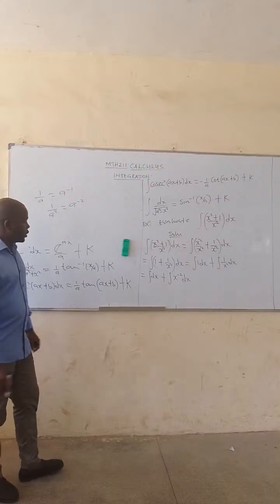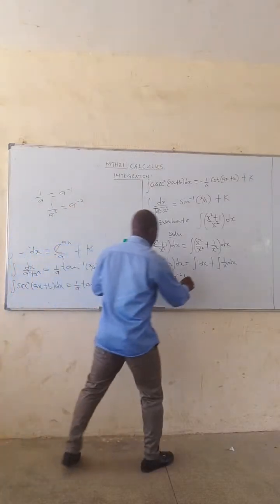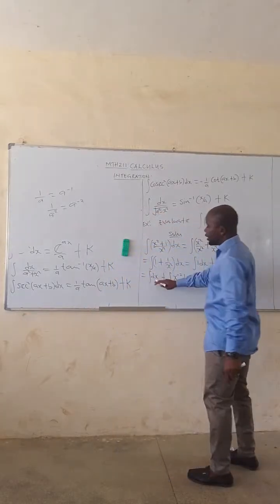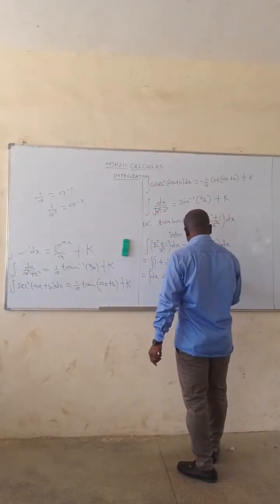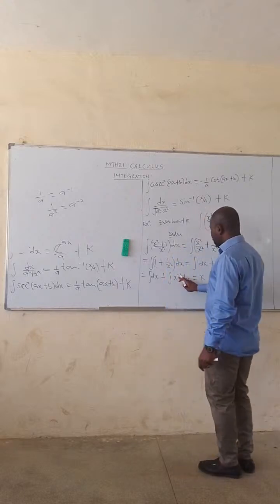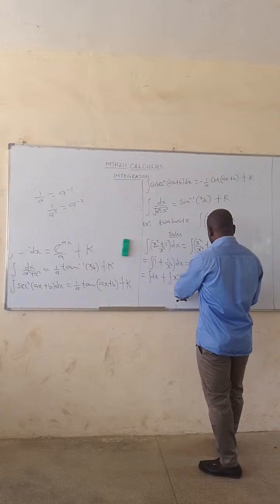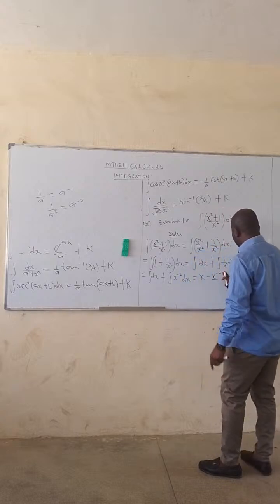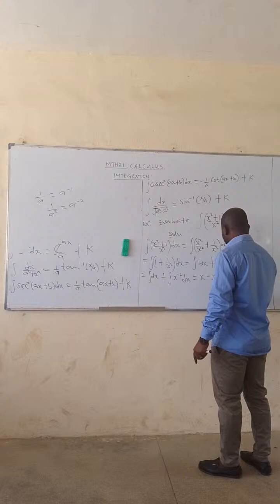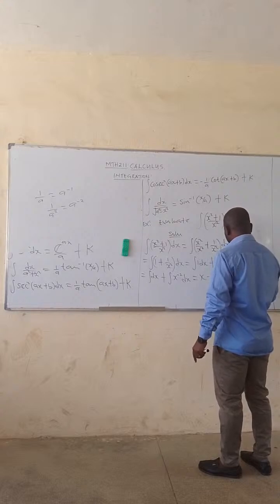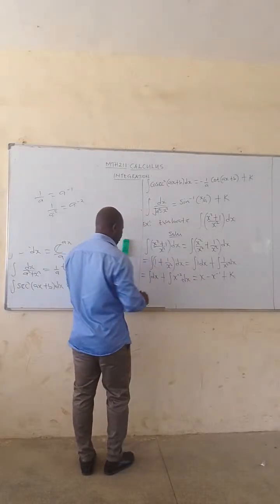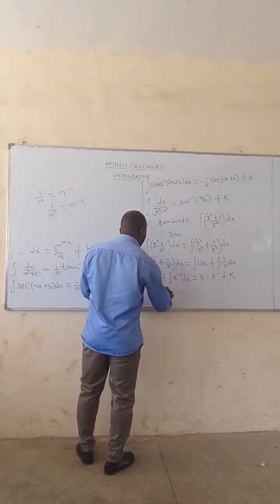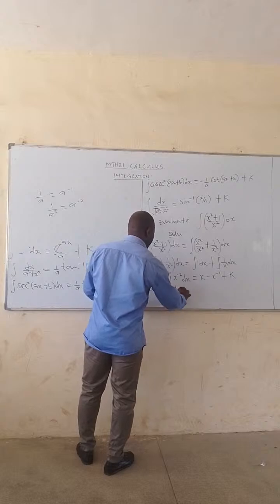Amen? Okay. So if we integrate this, if you integrate dx, you are supposed to have x. So here you are going to have x. Then here we are going to have x raised to the power of minus 2 plus 1 all over minus 2 plus 1, but it's not necessary. We are going to have minus 1, isn't it? Plus k. Then the final answer will now be x minus 1 all over x plus k.